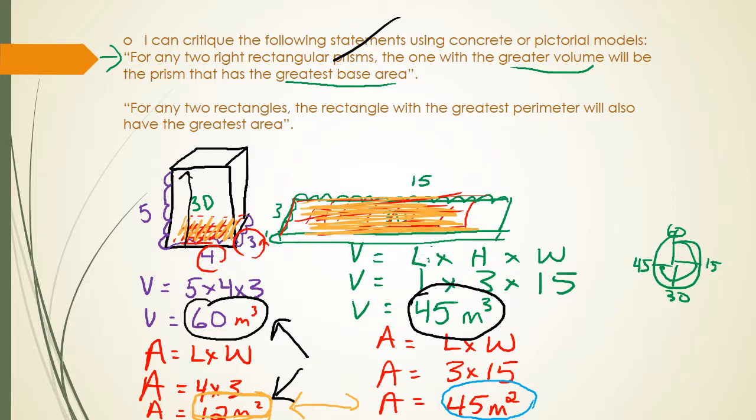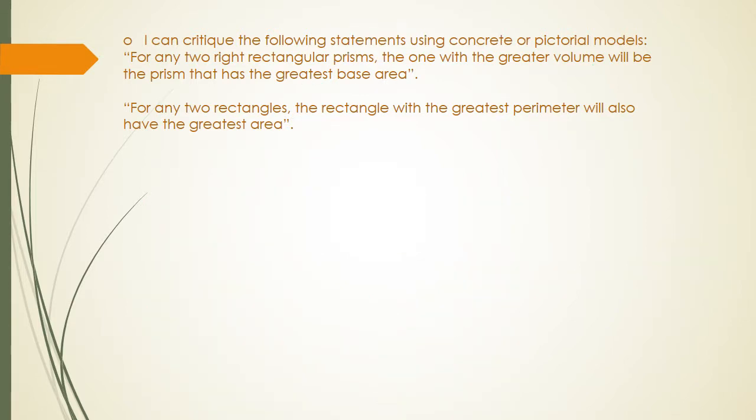So statement number 1 is not correct, because remember we said it doesn't matter how you turn that box. We can turn the Kleenex box on its side, we can tip it up on its end, right? It's the same shape. It doesn't matter what is touching on the bottom area. Okay, let's try the next one. For any two rectangles, the rectangle with the greatest perimeter will also have the greatest area. Here's a rectangle.